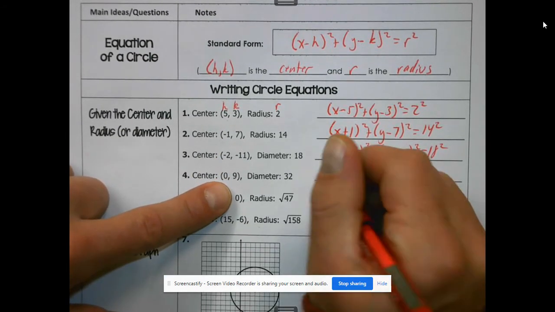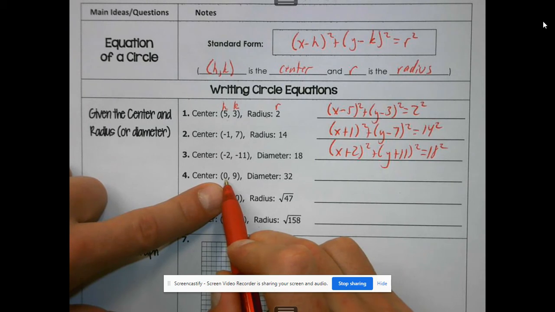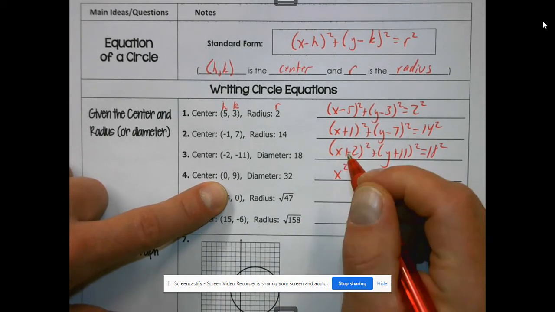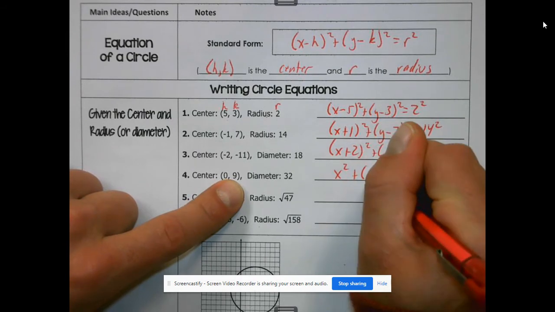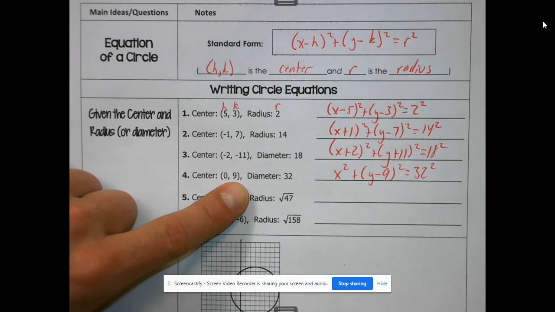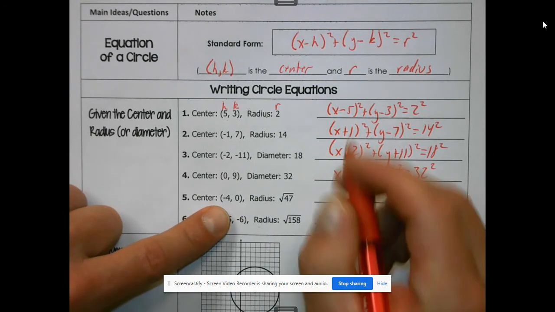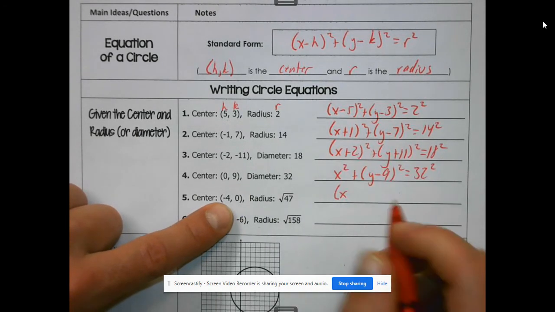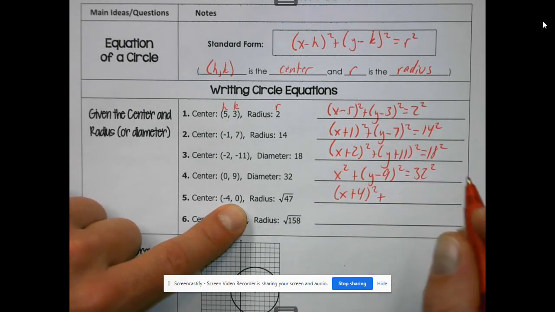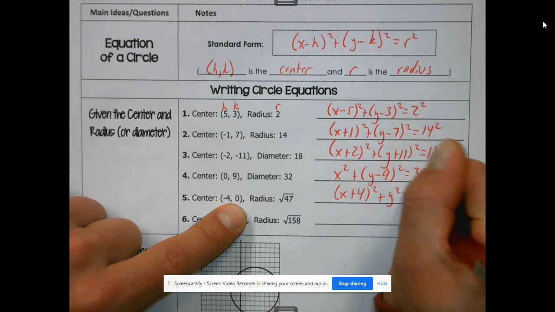Next one. Now, you could say (x - 0)², or you could just say x², right? Because x minus 0 is still x. So I am going to leave it as x². That's probably what you're going to see on the quiz. Plus (y - 9)² = 32². Next one. That would turn into a plus. So (x + 4)² plus, well, (y - 0)² is just y², right? So I'm going to leave it as y² equals.